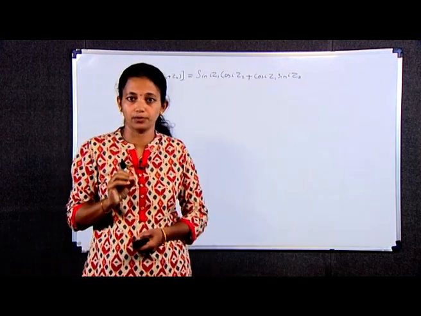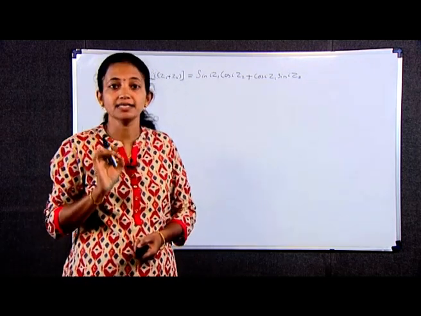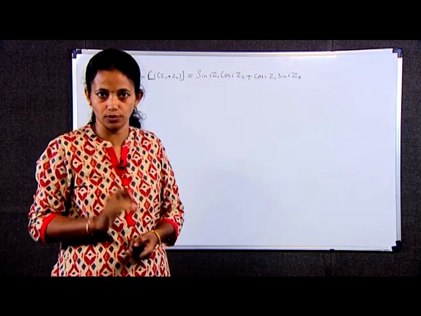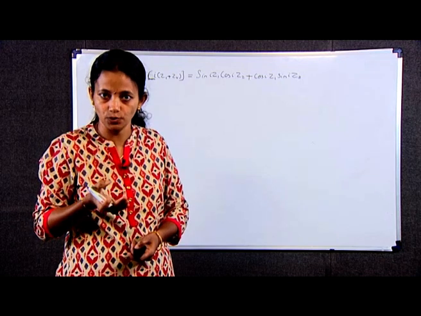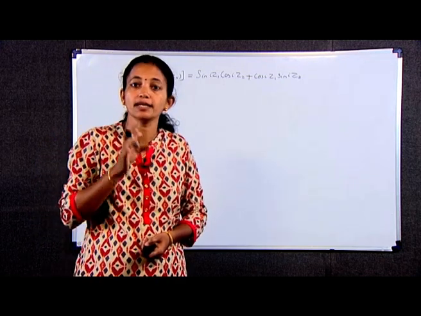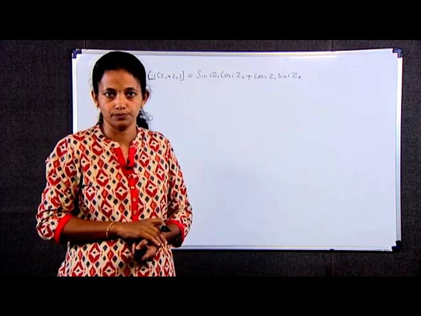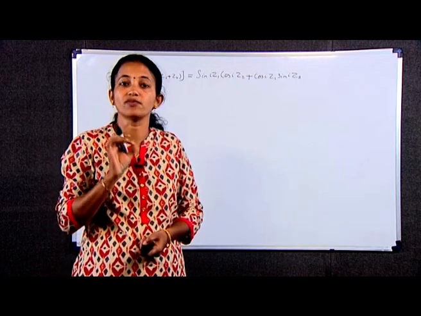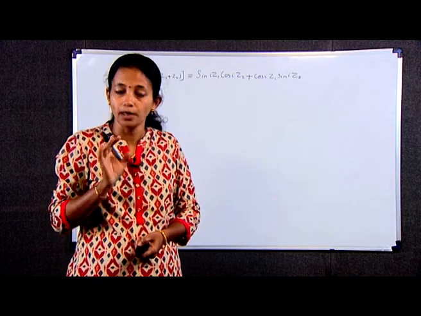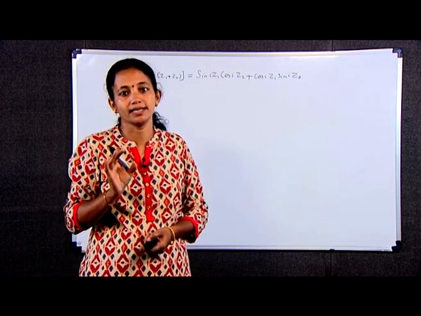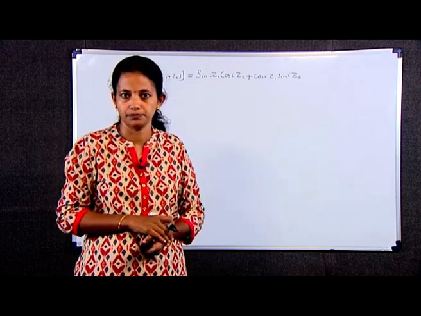Using 3 and 5, the above implies i sinh(z1 + z2) is equal to i sinh z1 cosh z2 plus cosh z1 i sinh z2. That is, sinh of (z1 + z2) is equal to sinh z1 cosh z2 plus cosh z1 sinh z2, our identity.